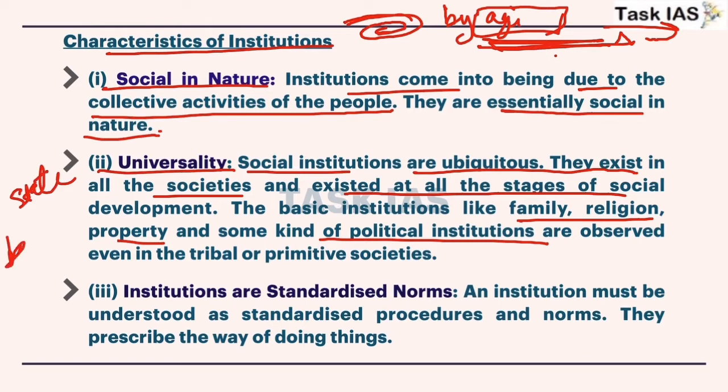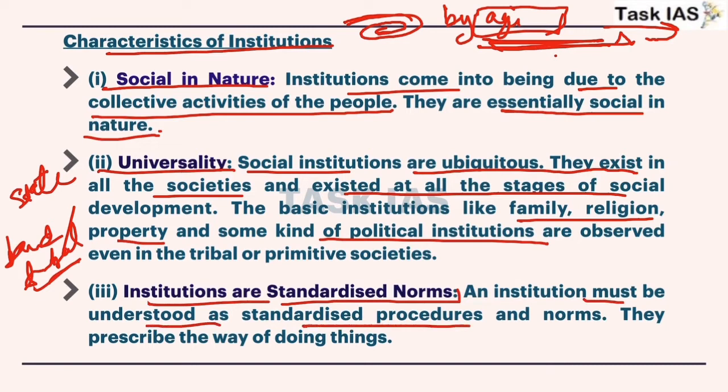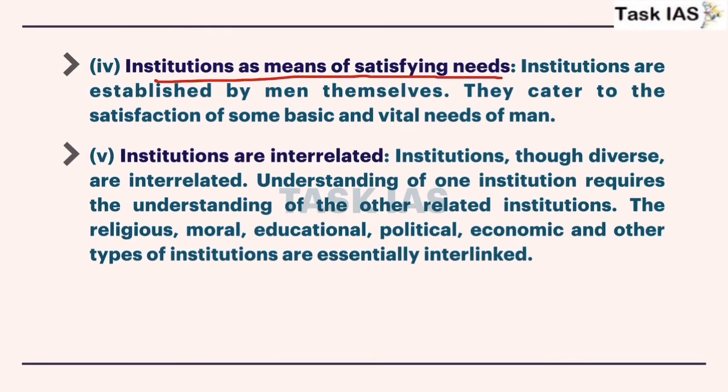Now, institutions are standardized norms, and an institution must be understood as some standardized procedures and norms. They prescribe the way of doing things. Now, institutions are means of satisfying needs, because by institutions only, like marriage or family or governance structure or maybe religion, all these institutions have the function of fulfilling needs of the individual as well as society.